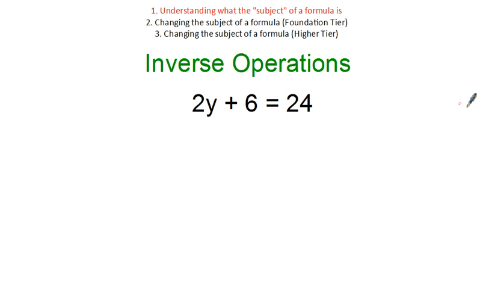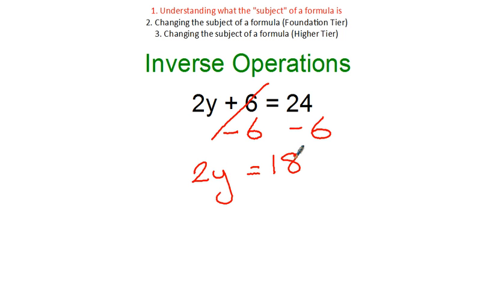I'm going to show you that by solving an equation as you would in any kind of normal exam. You'd have an equation that looks like this, and the exam would say either solve the equation or find the value of y. You should now all know that you use inverse operations to do that. So we take away the 6, and we take it away from both sides because it's an equation. Plus 6 and negative 6 cancel, so we're left with 2y is equal to 18.